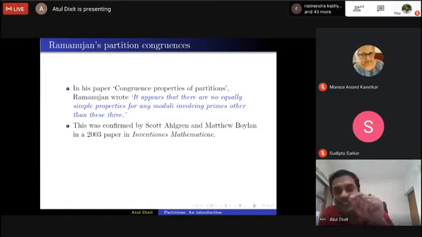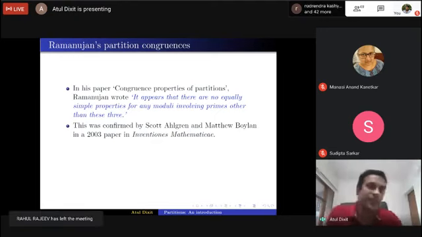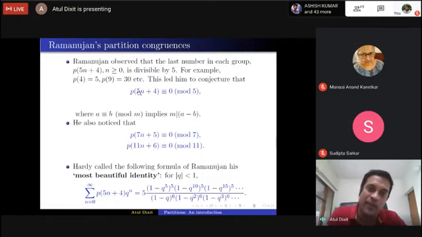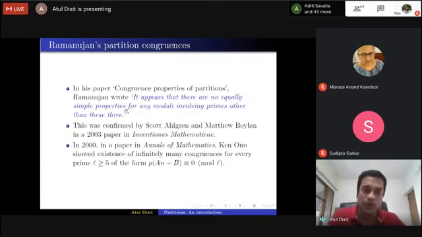But if you do not restrict that the same prime appears on the other side, or the same number, let us not discuss even primes. Suppose I have some number here, 12, and I'm okay with having the modulus of the arithmetic progression as any other number. Then it was proved by Ken Ono in 2000 in an Annals of Mathematics paper that there are infinitely many such congruences for L greater than or equal to 5. The L equal to 2 and 3 are more subtle, but let me not go into that.